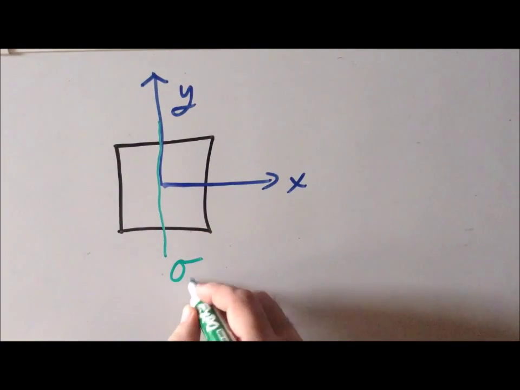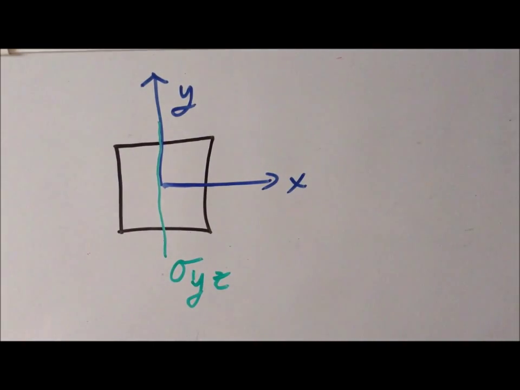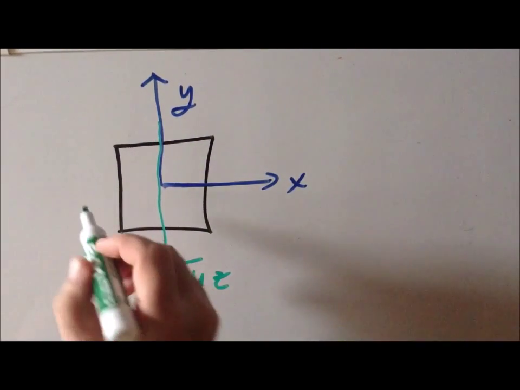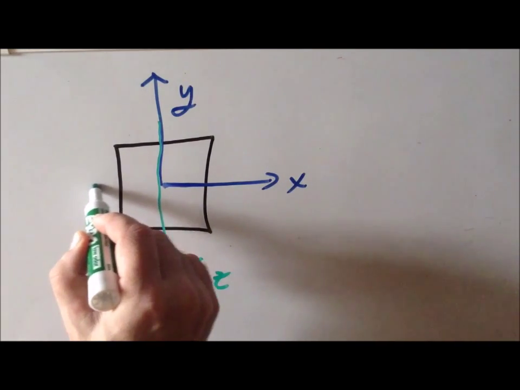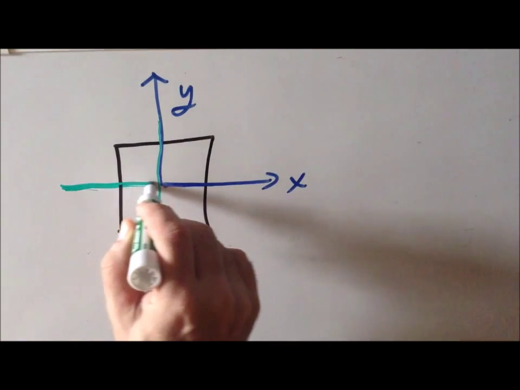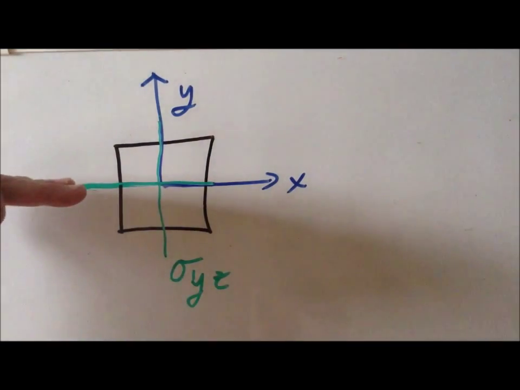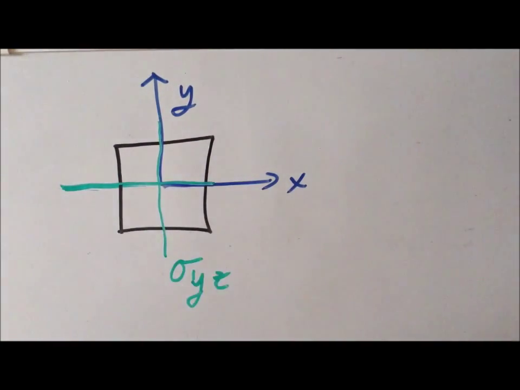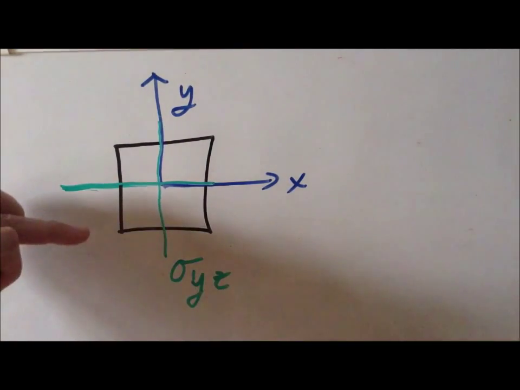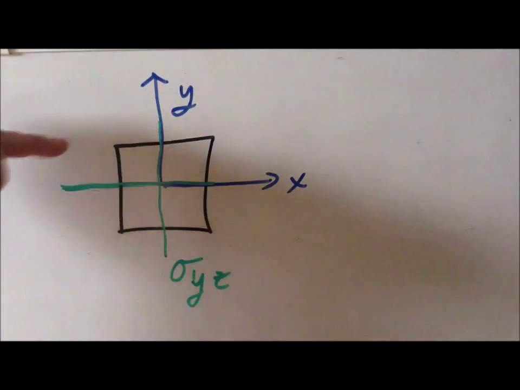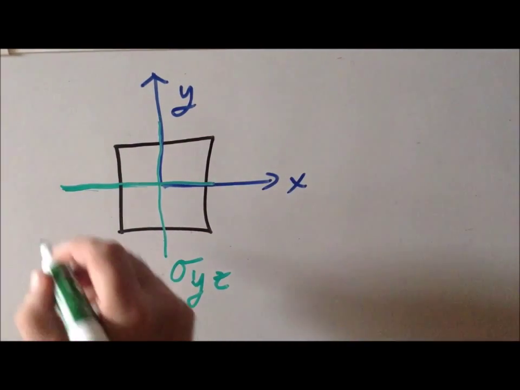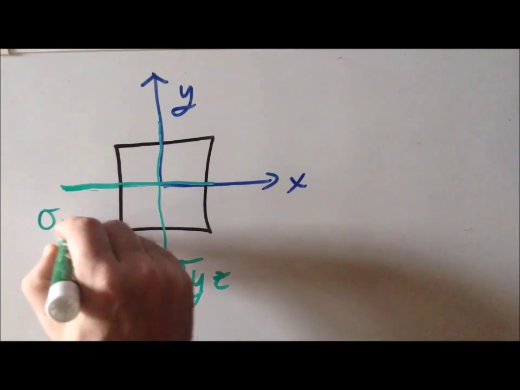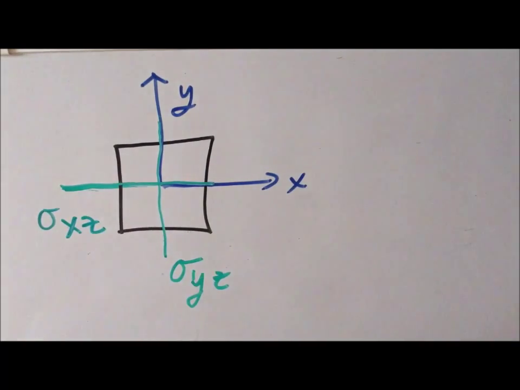On the other hand, I could do the same thing going along here. If I draw a line along here and raise a plane perpendicular to this line, it would reflect the bottom part of the square into the top of the square. And this would give me a sigma xz. So I see that for a square I have at least 2 mirror planes. Do I have any more?